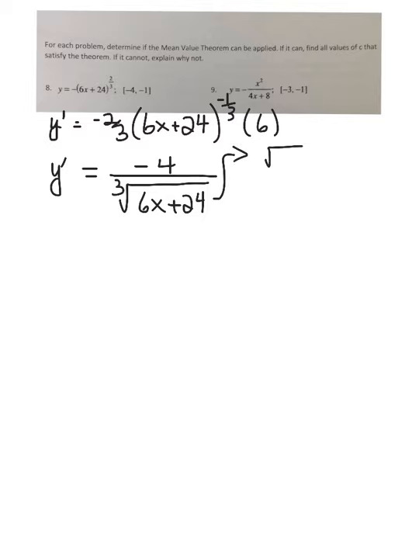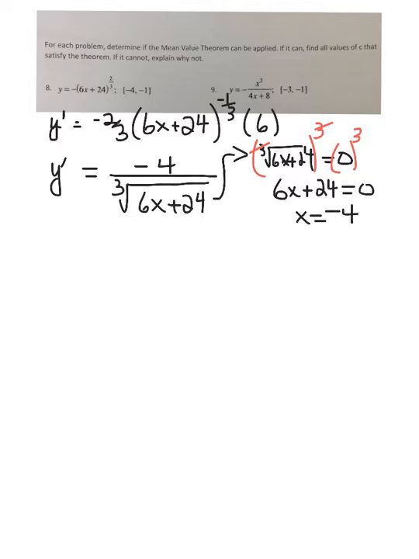so we want to see where that is equal to 0. So we're trying to figure out where the cube root of 6x plus 24 is equal to 0. To get rid of that cube root, I would just cube, right? And that would just cancel that out. And I would cube over here also. So that's going to give me 6x plus 24 is equal to 0. And when I solve that, I'm going to get x equals negative 4.